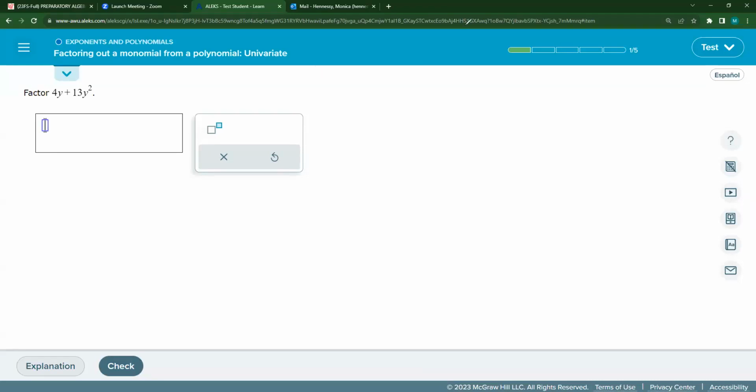So we have 4y plus 13y squared. Now, even though I see that I have a 4 and a 13, nothing other than 1 goes into both of those. They both have a y, so I can take a y from both of them, at least one y. And I look at the lowest exponents. Remember, this is y to the first, so I can only take a regular y from it. So my answer is going to be, there's my GCF, which is y. I'm dividing it out of each one.